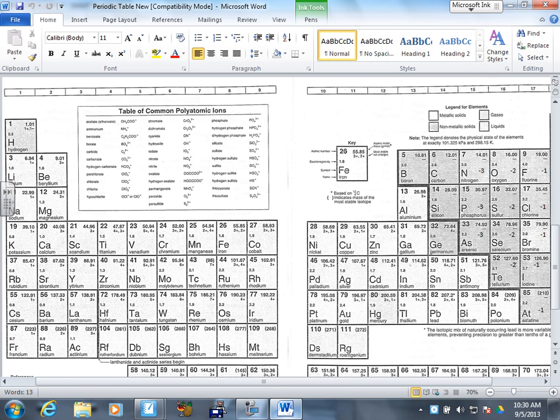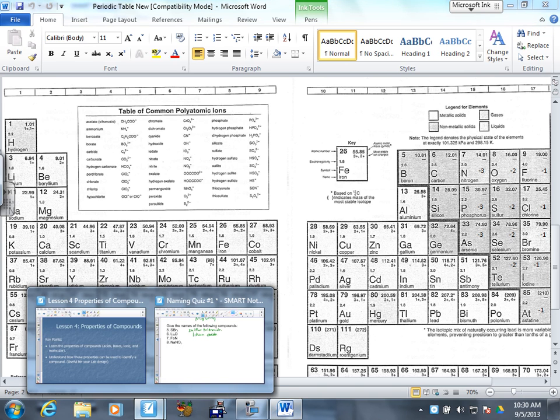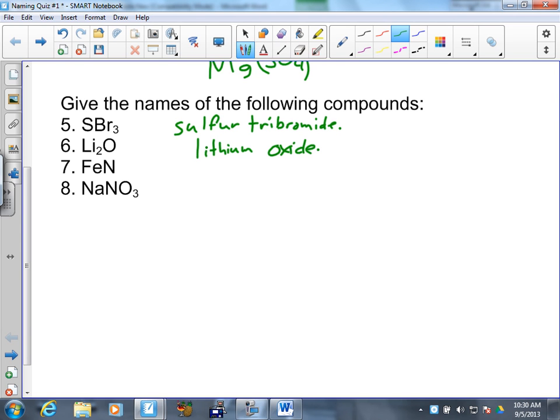All right. So this stuff is going to be which iron? If nitrogen is -3, what does iron have to be? +3. So this is iron, Roman numeral 3, nitride. Okay, and the last one, we've got sodium with nitrate. So this is sodium nitrate.